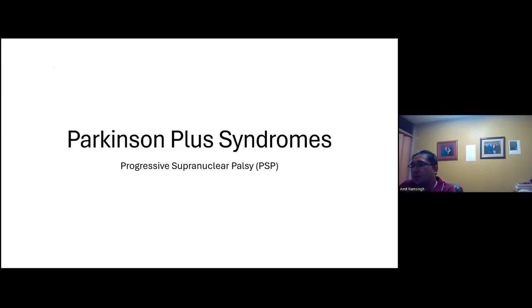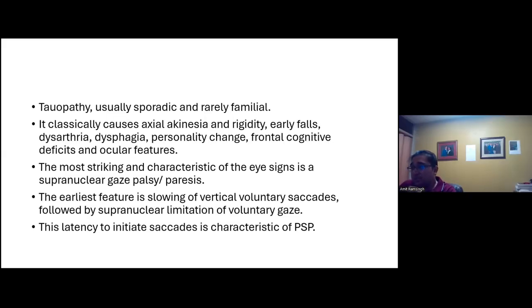Now we're going on to progressive supranuclear palsy, or PSP. It's a tauopathy. It's sporadic and familial, and it classically causes axial akinesia, rigidity, and early falls. But the most striking characteristic, as in its name, is the eye signs. It's a supranuclear gaze palsy, or paresis. And the earliest feature is actually slowing down of the vertical voluntary saccades, followed by supranuclear limitation of voluntary gaze. So there's usually a latency in order to initiate saccades, right? Which we call oculomotor apraxia.